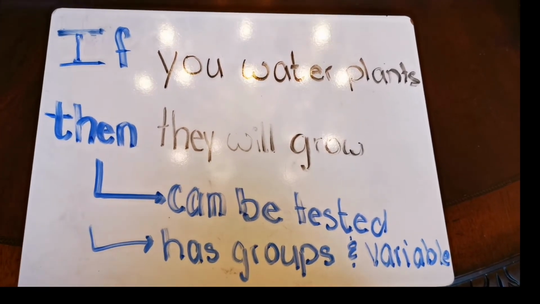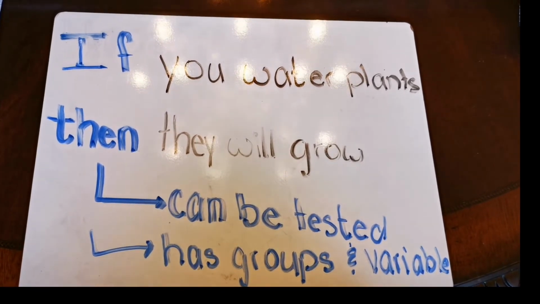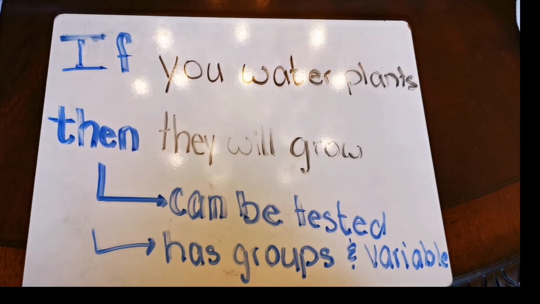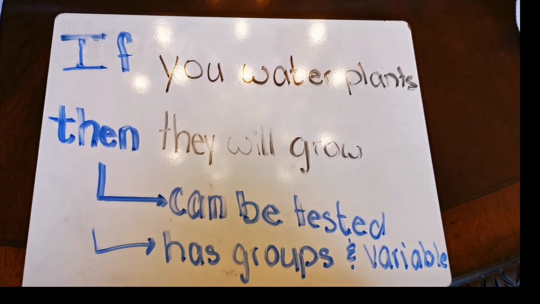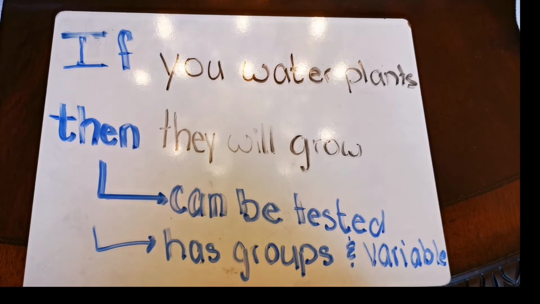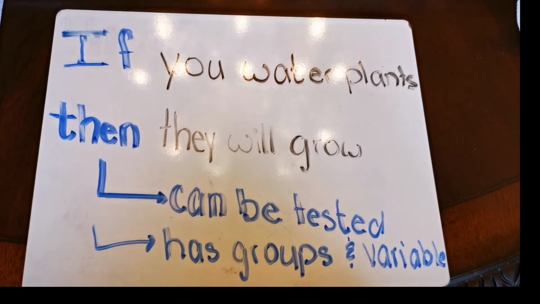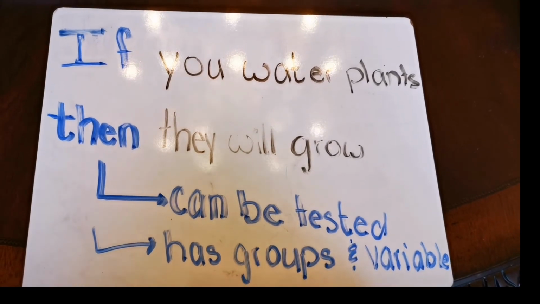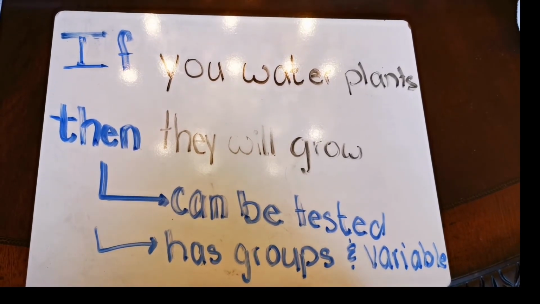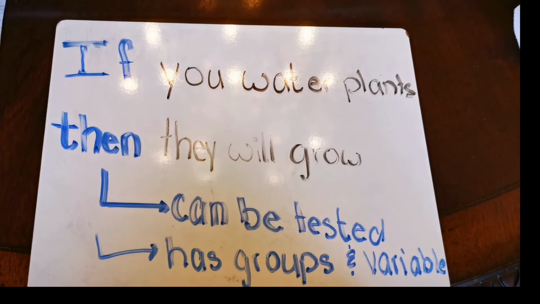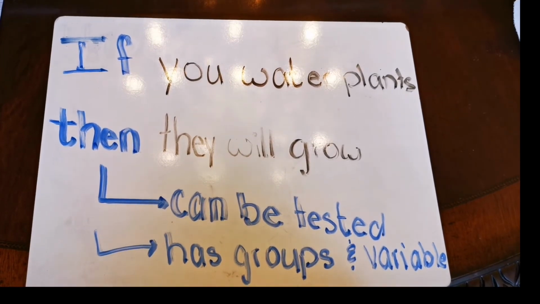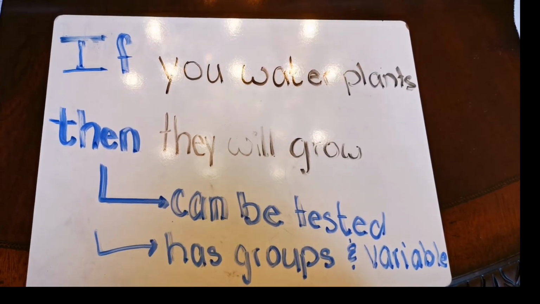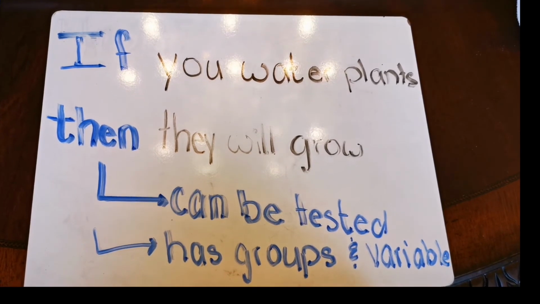For instance, you can have an experiment where you water plants and you don't water other plants and see which ones will grow. Therefore, it has groups and variables. Like I mentioned before, an experiment has a control group and an experimental group. So in this case, the control group would be the group of plants which have not been watered, whereas the experimental group is a group of plants which have received different amounts of water.